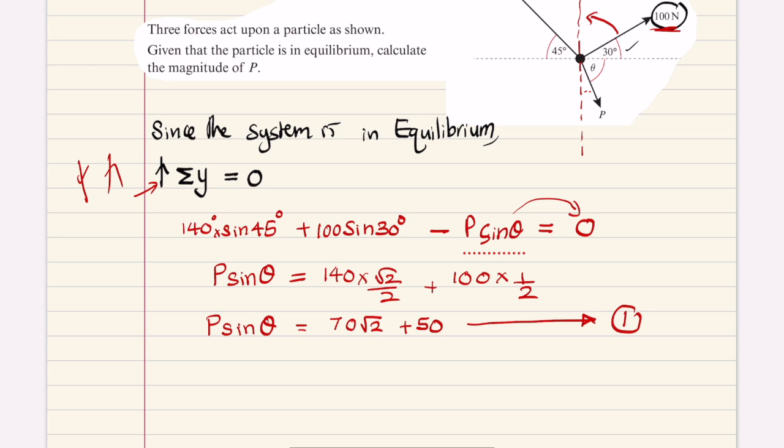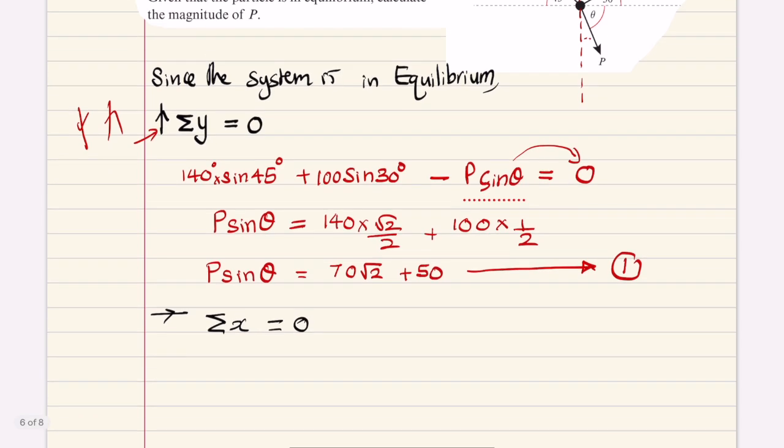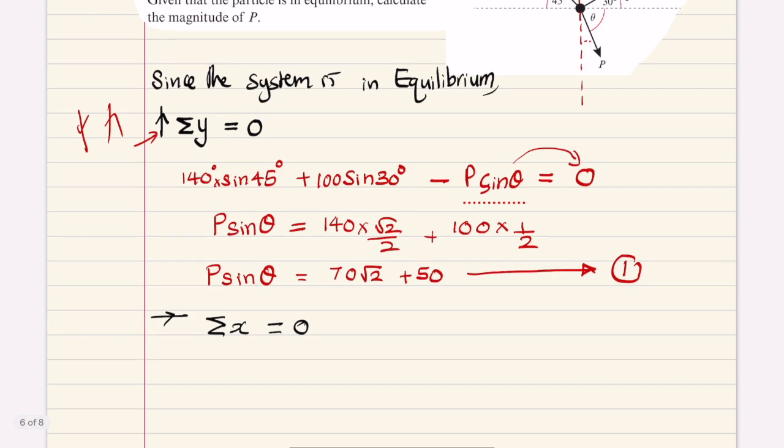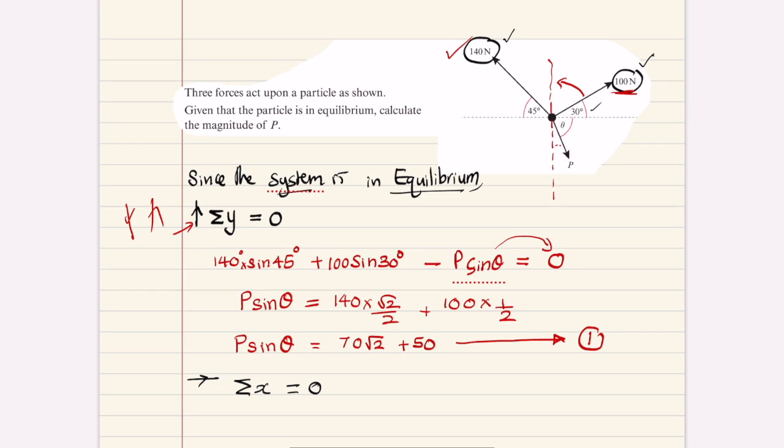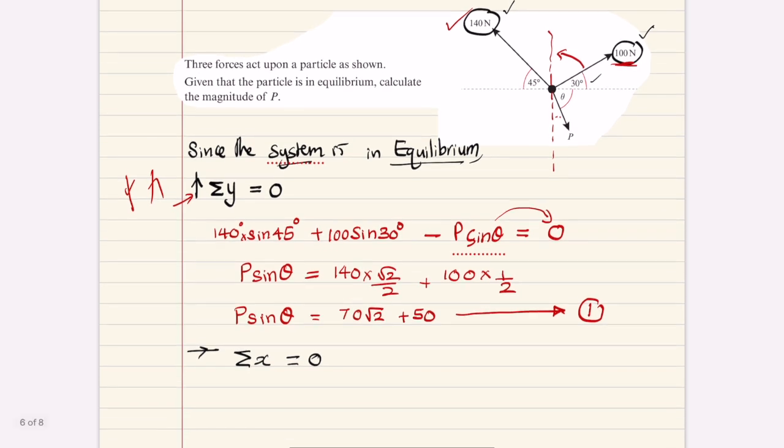Now similarly, we'll try to resolve in the horizontal direction, so we can draw the direction that we are trying to resolve. So we can say sigma x. Sigma stands for the sum of all the forces acting in the x direction, so that will add up to 0. Why does it add up to 0? Because the system is still in equilibrium. Now let's see how to resolve it. So what are the forces acting in that direction?